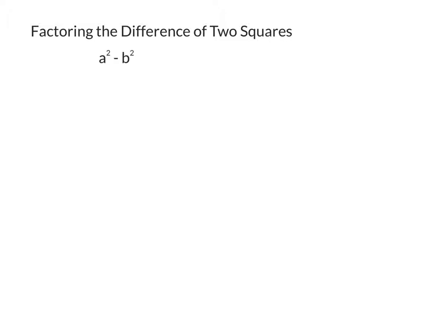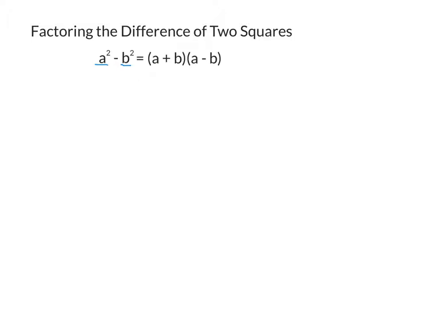So let's just say hypothetically that our example is a squared minus b squared. We've got two terms separated by a minus sign. Now if we look at this, we can see that the a squared and the b squared, the two terms, are perfect squares. So what is the rule for factoring the difference of two squares?